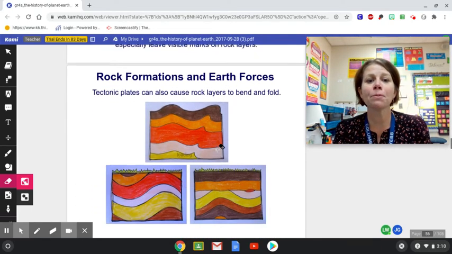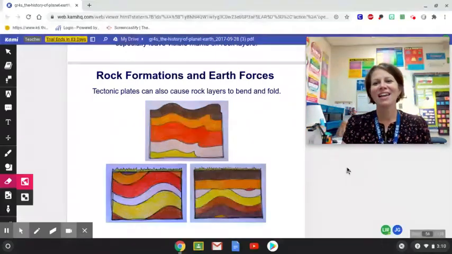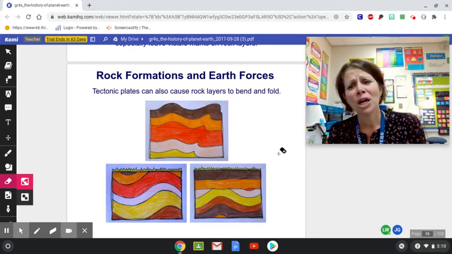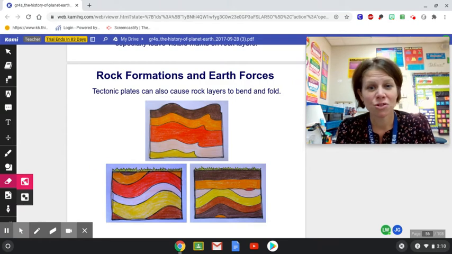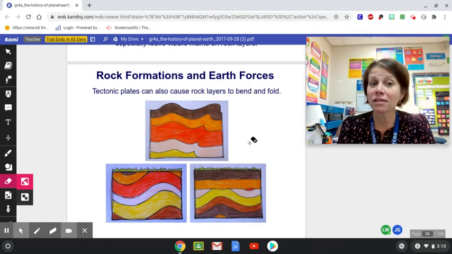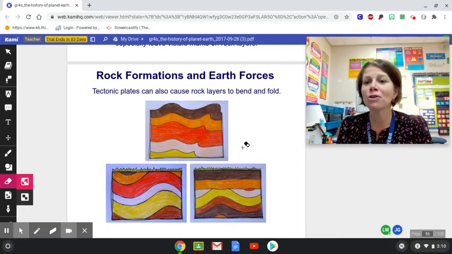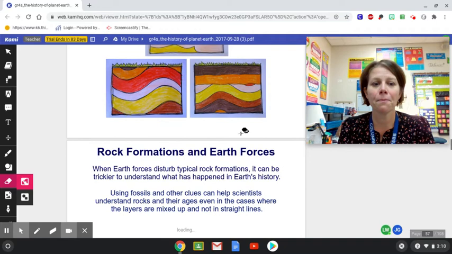So tectonic plates can also cause rock layers to bend and to fold. And this is a good example. Is every part of the United States flat? No. Do we have hills? Yeah. We have all sorts of landforms, and a lot of them are caused because of the tectonic plates below the surface, in the crust, but below what we see. And so we're going to understand that even more, okay?